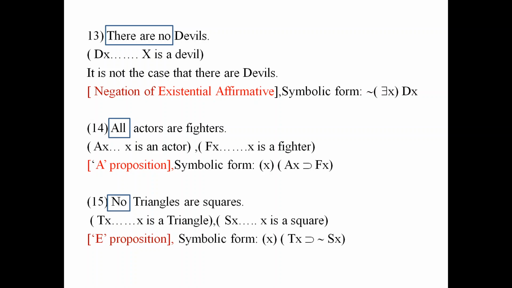Now we come to the 16th one. Some books are informative. Here the word some is used, so it is an I proposition having two classes. The symbolic form will be existential quantifier phi x dot psi x. Here phi you will replace by B and psi by capital I, and the written expression will be existential quantifier Bx dot Ix. It will be read as there is at least one x such that x is a book and x is informative.